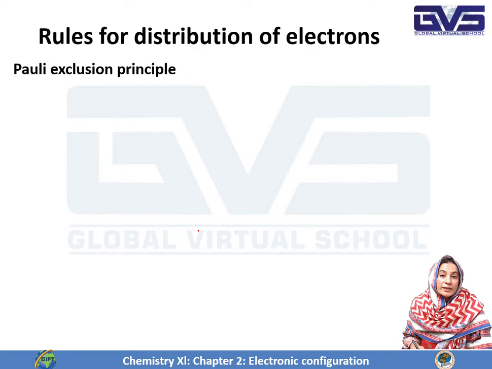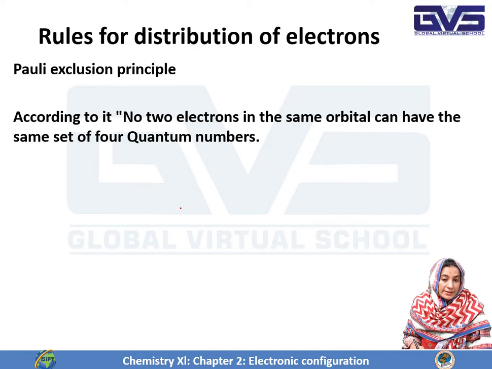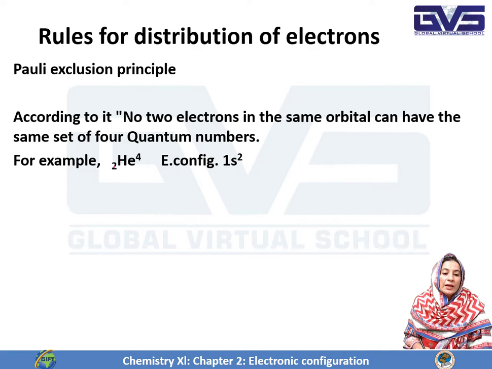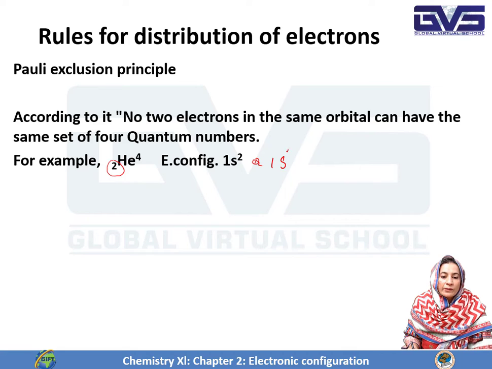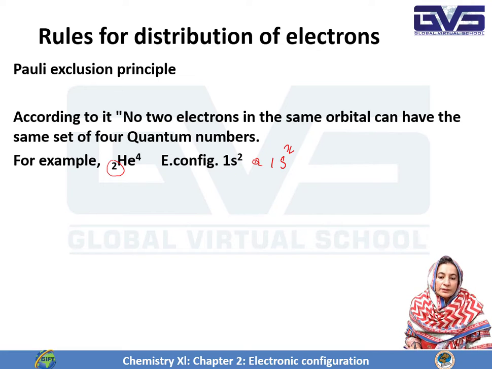And second is the Pauli exclusion principle. According to the Pauli exclusion principle, no two electrons in the same orbital can have the same set of four quantum numbers. The four quantum numbers are n, the principal quantum number, l, the azimuthal quantum number, m, the magnetic quantum number, and s, the spin quantum number. How? You have the example of helium. Its atomic number is 2. So it is 1s2, or you can write it this way with 1s. So it has 2 electrons, and these 2 electrons do not have the same set of 4 quantum numbers.